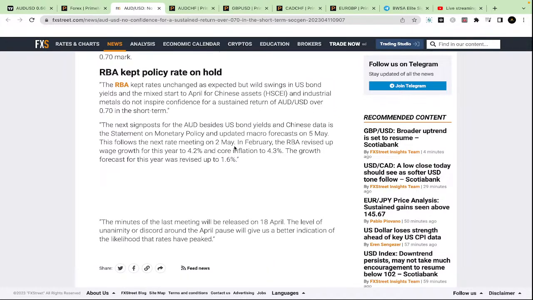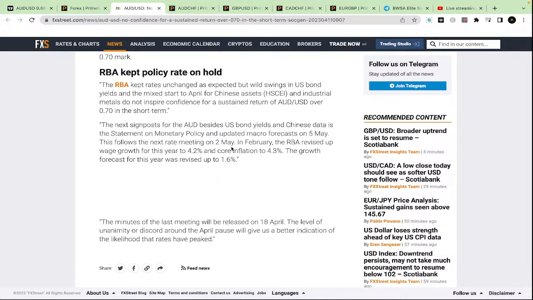This follows the next rate meeting on May 2nd. So they're saying significant dates, May 5th, May 2nd. You should note those down as to what events are going to happen. You'll be looking for your macros for this, smaller kind of factors that would add up together to affect the pair on May 5th. And you have a rate hike meeting next month on the 2nd.